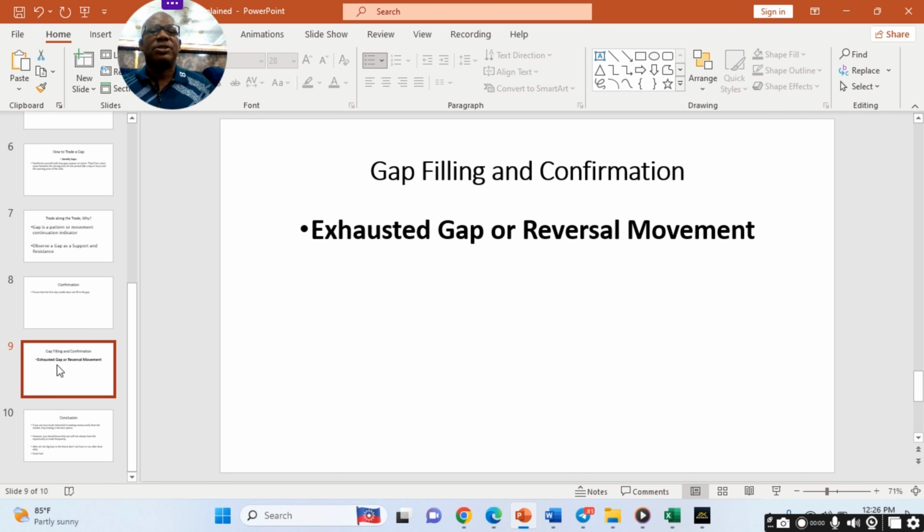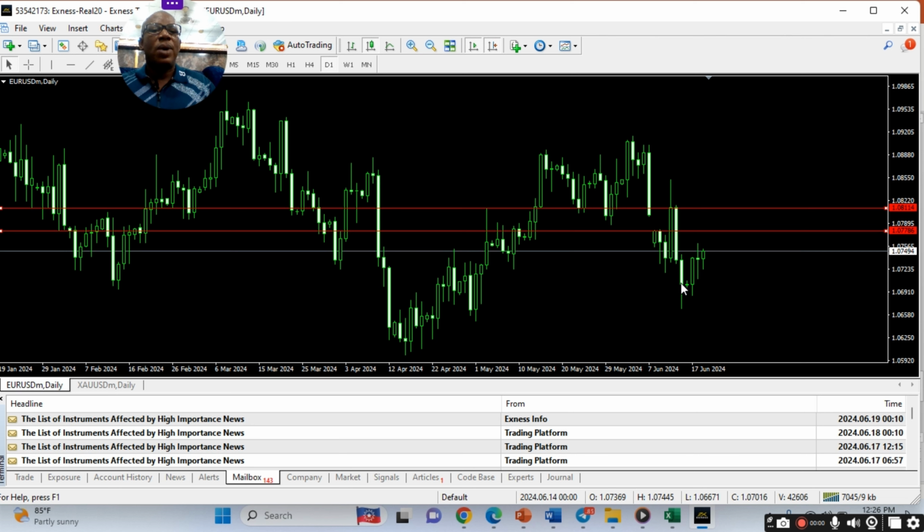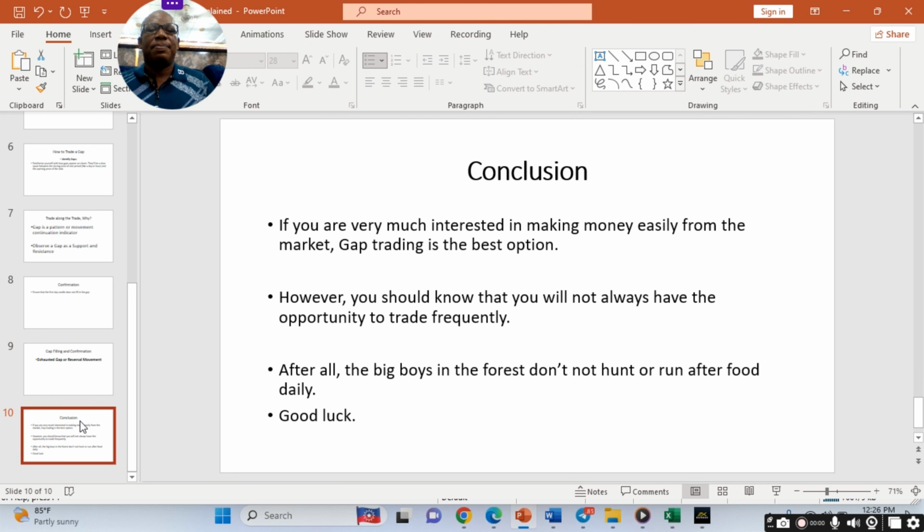Now, after the confirmation, I have said it: gap filling and confirmation, exhausted gap or reversal movement. What I mean by exhausted gap: in a downtrend, when there is a gap, as this is, the first day has formed the gap completely. Now, the second day, filling the gap. The third day, move higher. This gap has been nullified. It did not happen this way. So that is exactly how you trade this gap.